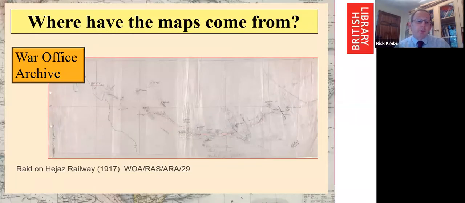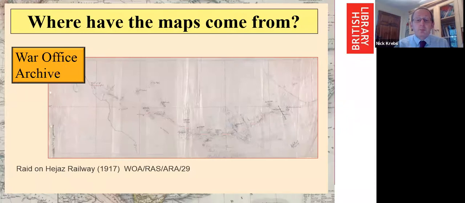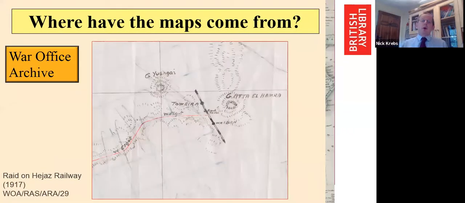We also have some maps from the War Office archive. This is the old Ministry of Defence map library, which the British Library now holds. This one was from 1917, and if we zoom into it a little bit more, it shows a raid on the Hejaz Railway in what is now the western part of Saudi Arabia.